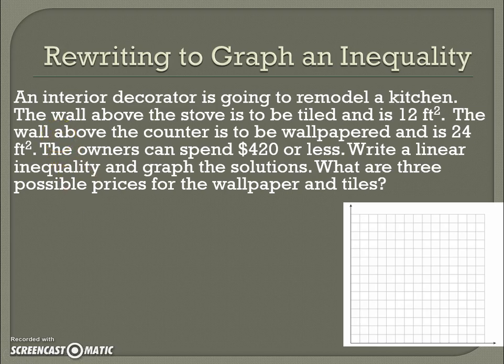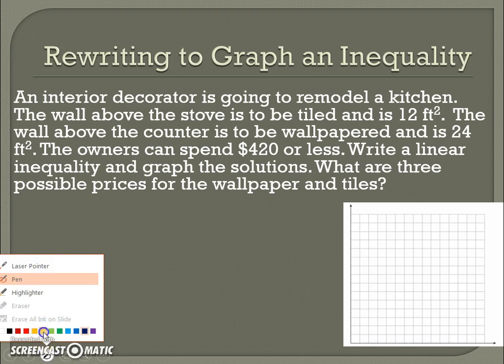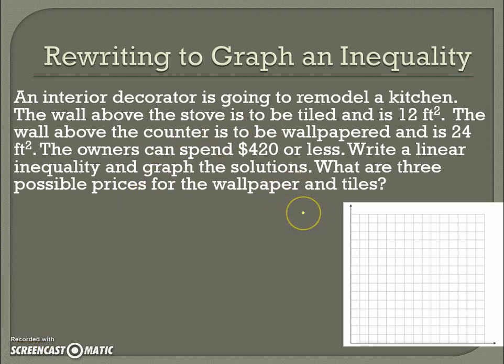So the first thing that I'm going to do is, let's change my ink color, write out how this is going to look. I'm going to start out with 12. 12 is going to be my tile, so I'm going to call that 12T. And then 24 is my wallpaper, so I'll call that 24W. And it has to be less than or equal to $420.